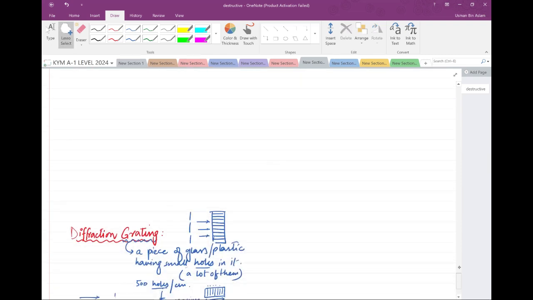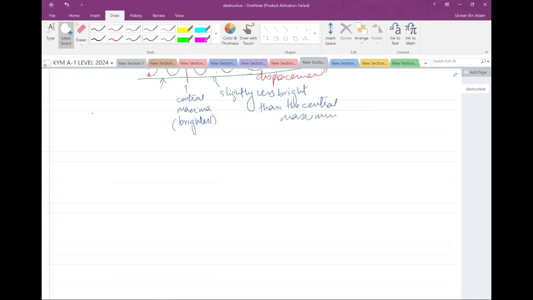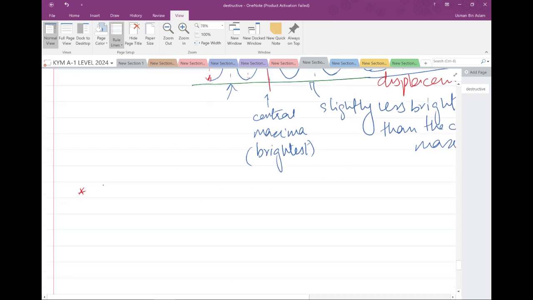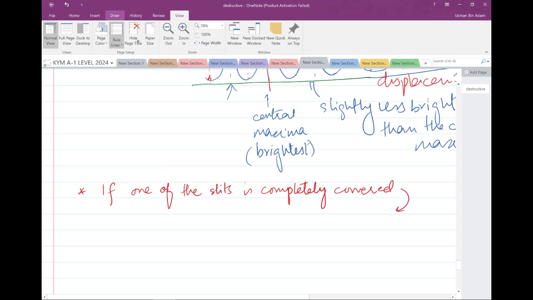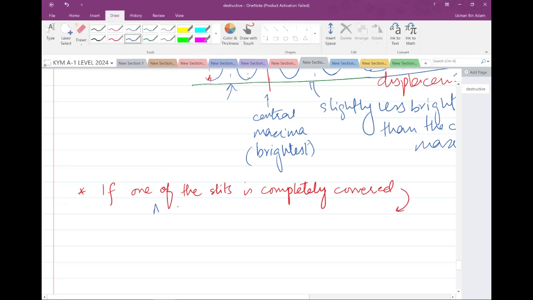All right. Another point that I'd like to tell you here is, if one of the slits is completely covered, that would mean there is no interference pattern formed. No interference pattern is formed.